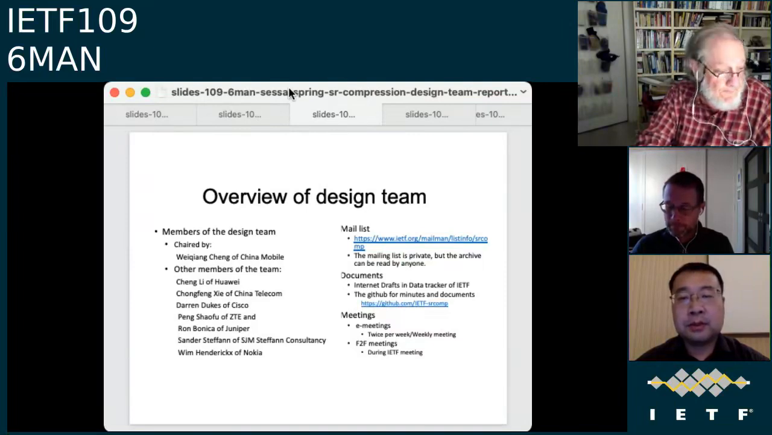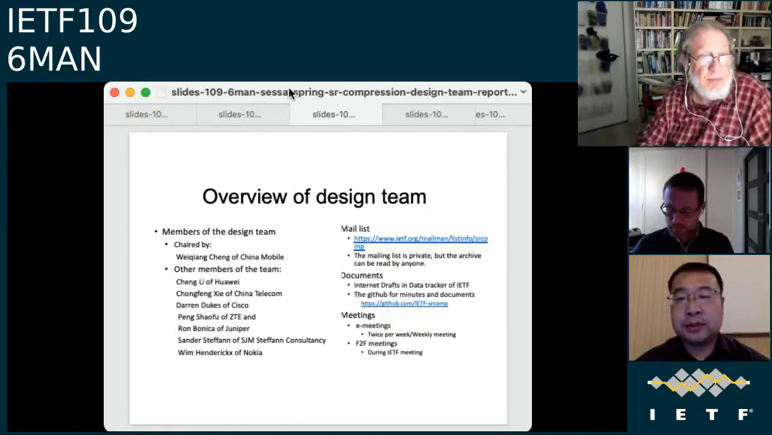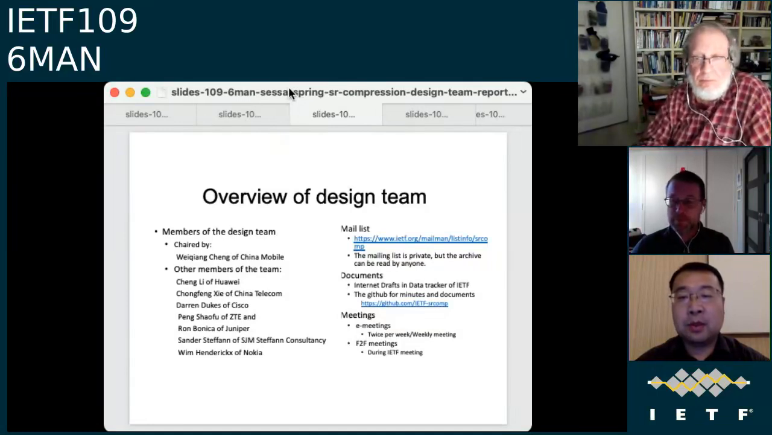About the documents, if we deliver Internet drafts, we will put them in the data tracker of the IETF. And we also have a GitHub space to store the meeting minutes and documents. The link here is open for anyone.